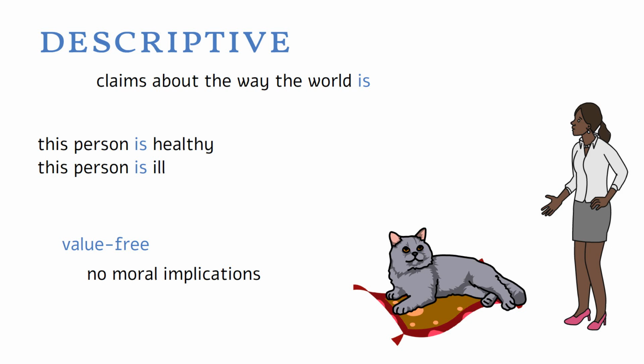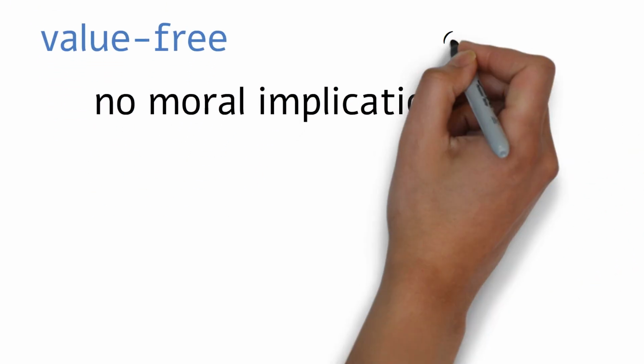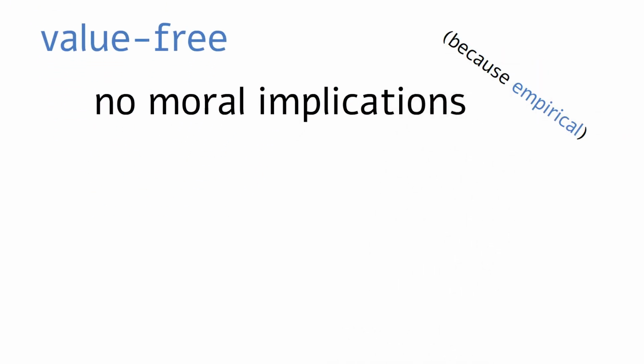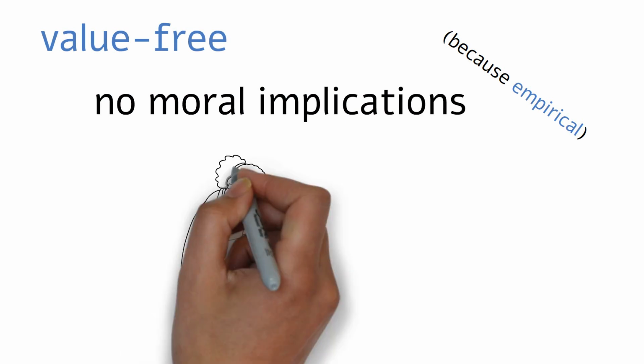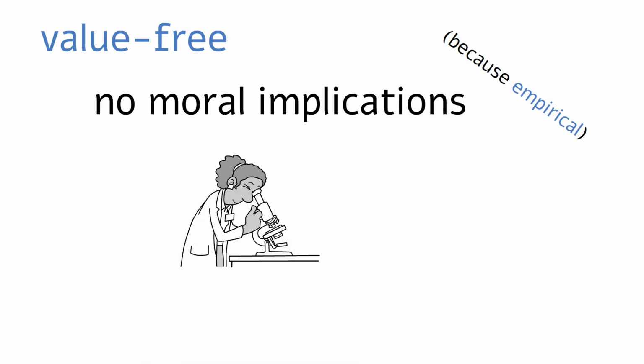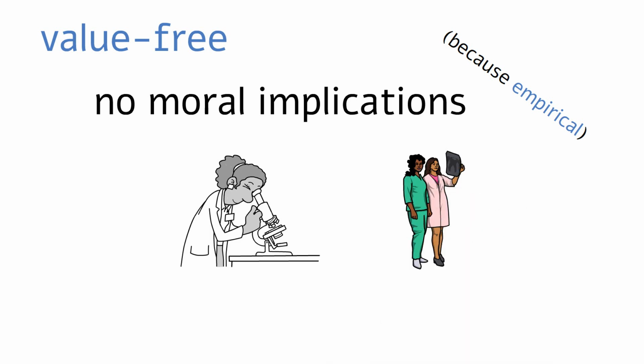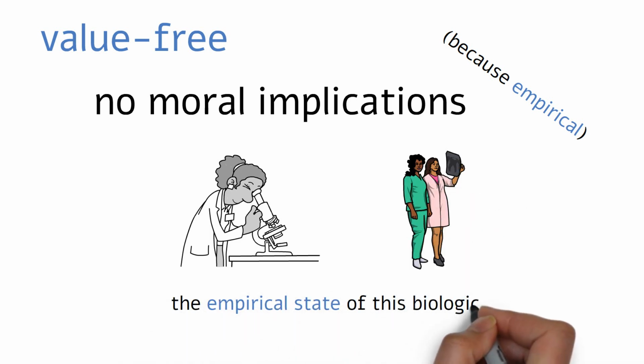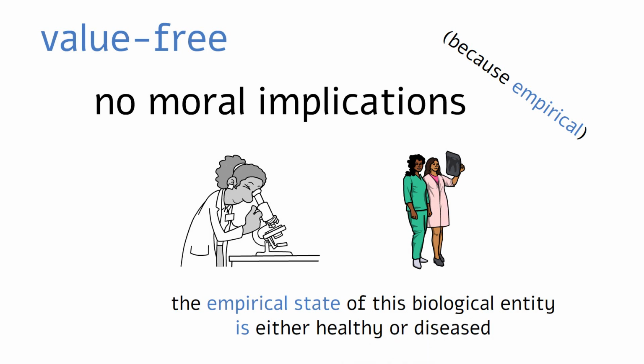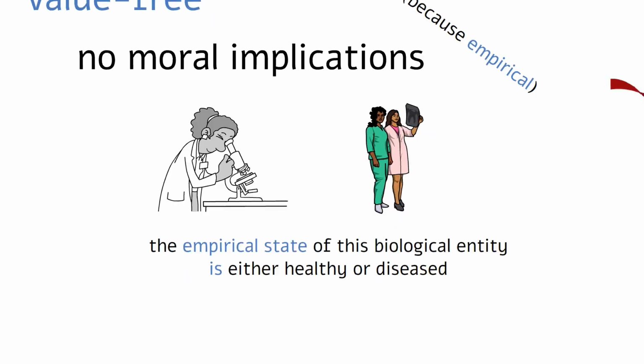Nasreen and her cat demonstrate what kind of data we would need to make descriptive claims, empirical data. So when we say health is a descriptive claim, we're saying that health can be measured, reinstated, and maintained by empirical data. To make a claim about health is to say, the empirical state of this biological entity is either healthy or diseased. So, health is predominantly biological in nature.